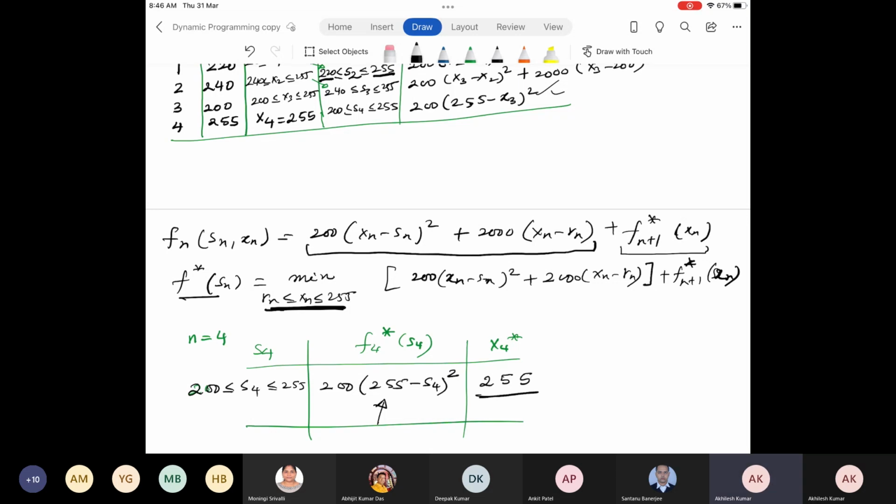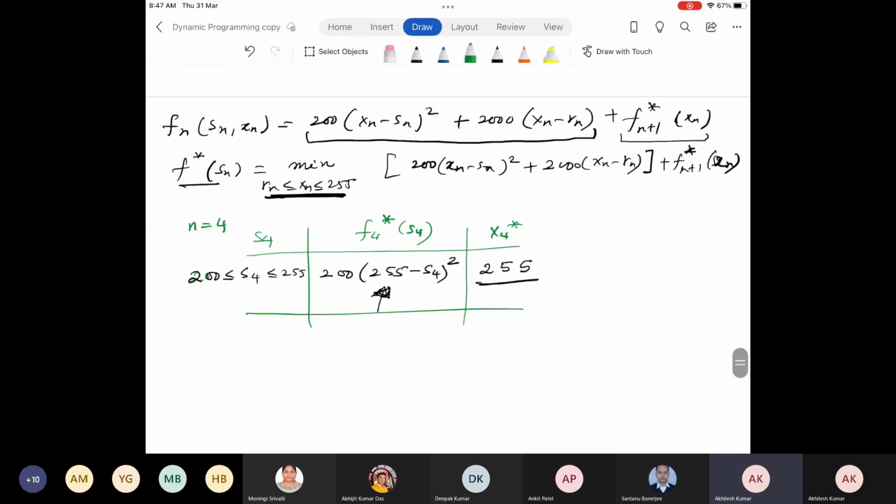So what do you understand with this? If X4 star is 255, ideally you don't have to, you already know X4 star is 255, but even from the cost equations you have written, it has to be 255 so that it becomes 0. Make sense? Any questions, guys? Those are understood. Great. Now let's go to n equals 3.